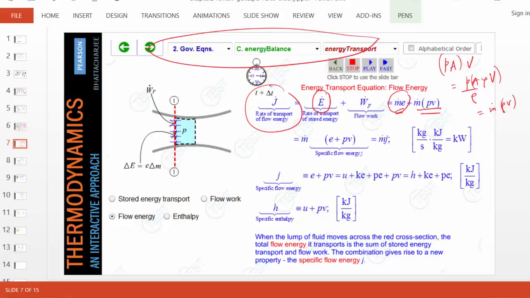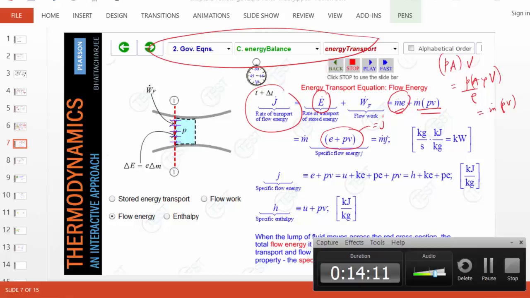So the summary is that whenever you see a flow moving in or out, it carries energy. How much? The answer is J dot. And look at how it simplifies: it is m dot times (E plus PV), and E plus PV together is called J, the specific flow energy. So if we have to simplify how much energy a flow is carrying, this is how we'll write an expression.